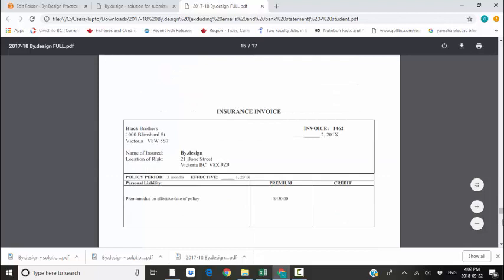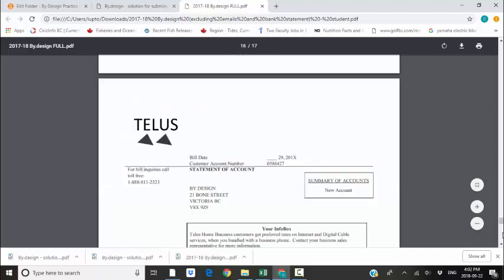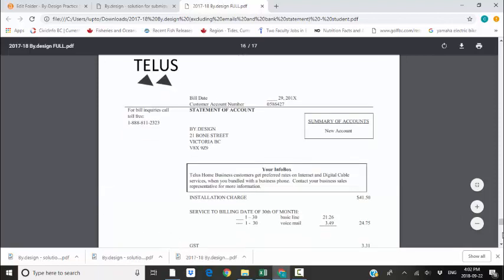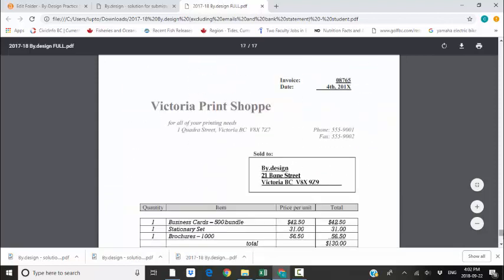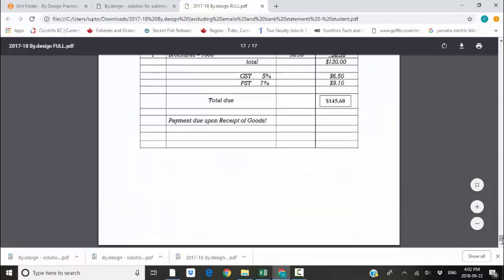An insurance invoice, and it's a 3-month, so that tells you what you're going to do with that in terms of setting it up. TELUS, setting up our phone line, and the print shop.